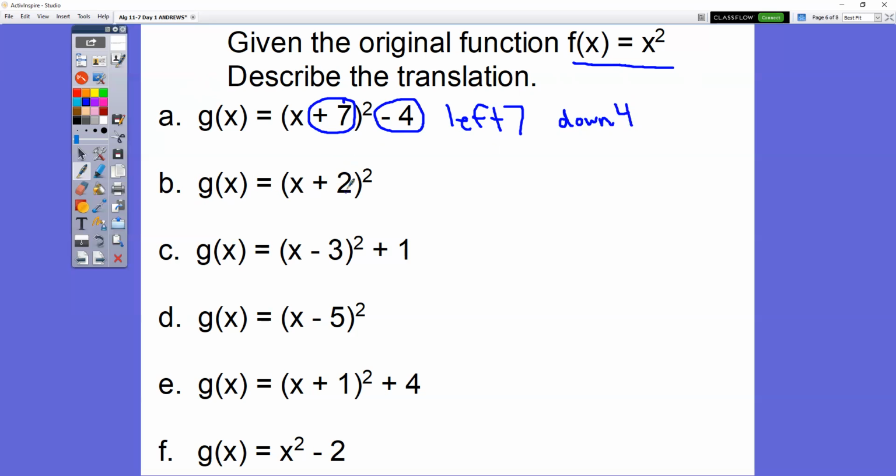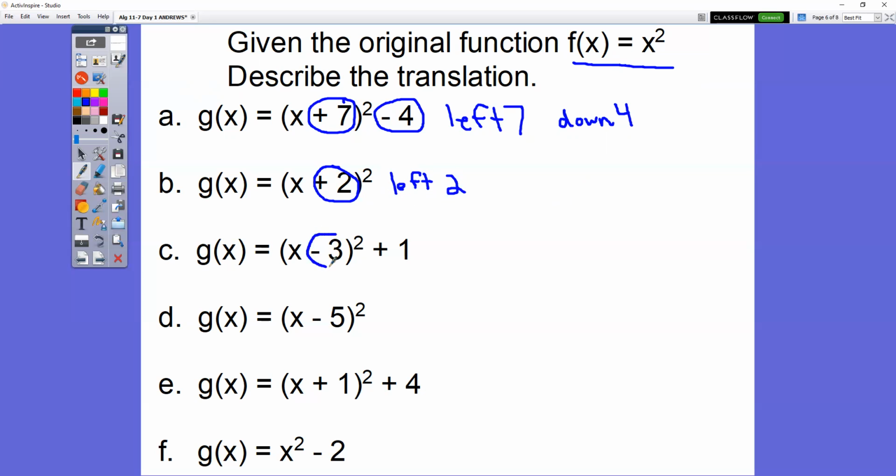Take a look at B. In B, notice that we are adding 2 just to the x value. If we're adding 2 just to the x value, our graph is going to move left 2. Are we going up or down at all? No, because there's no plus or minus after that squared, like how the -4 was in the previous question. There's no plus or minus there, so all we're doing is going left 2.